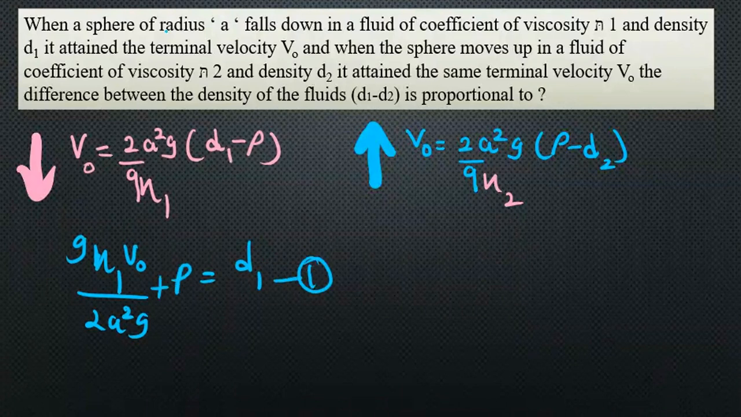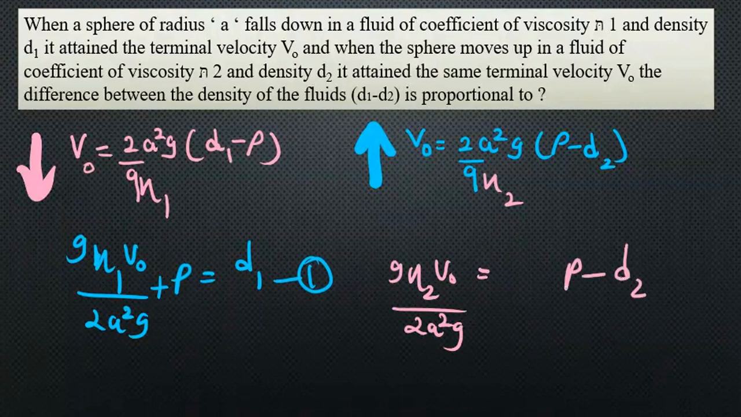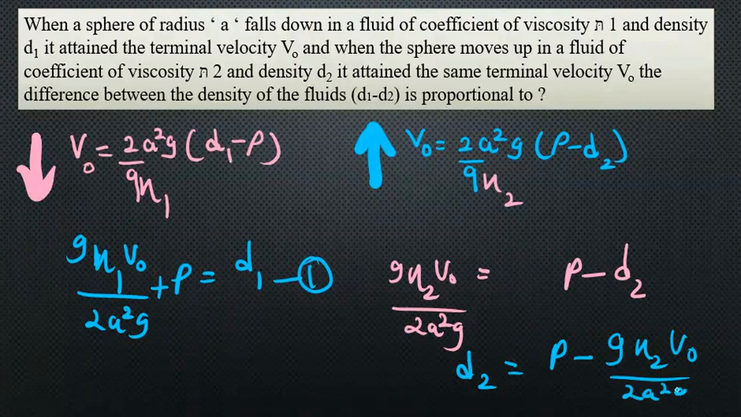Right, that's the first equation. In the second, by the same method, we take 9 eta2 v naught divided by 2 a squared g, and here we get rho minus d2. So here we need to find d2, so we have to take d2 to this side and this to the other side, right? So again we take d2 equals rho minus 9 eta2 v naught divided by 2 a squared g, right? So we have our second equation.